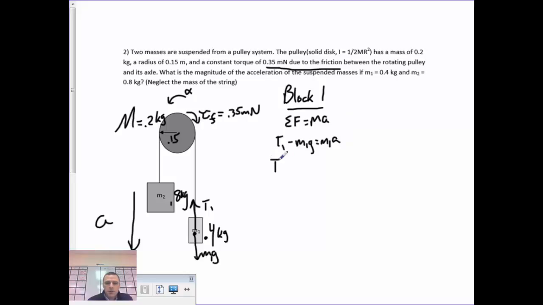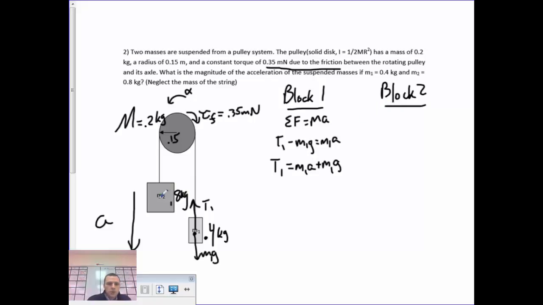I'm going to solve for tension, knowing kind of what's coming. This is m1a plus m1g. I'm going to repeat for block number 2. So what I'm going to try to do initially is write an equation for each piece of this system. 3 pieces. Block 1, block 2, and then the pulley. And then I'm going to try to put them all together to find the acceleration.